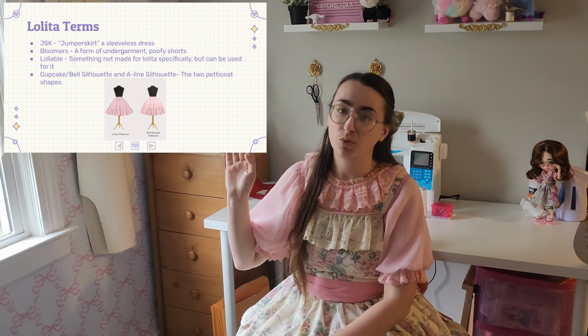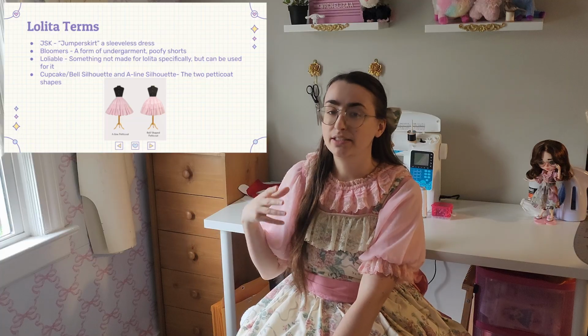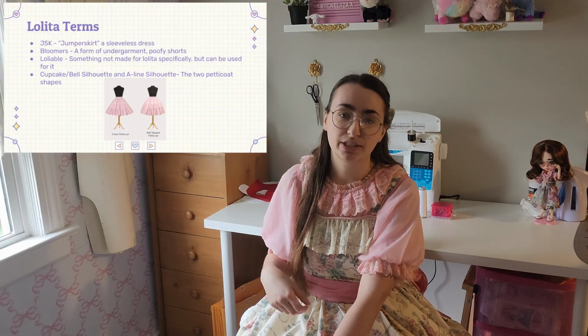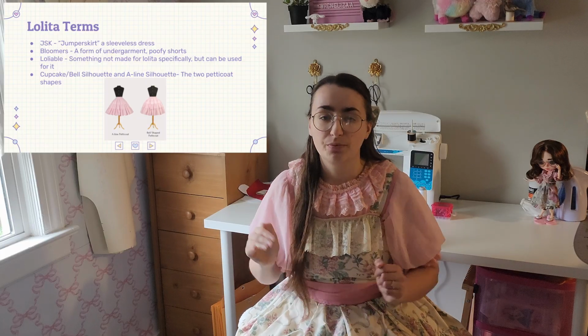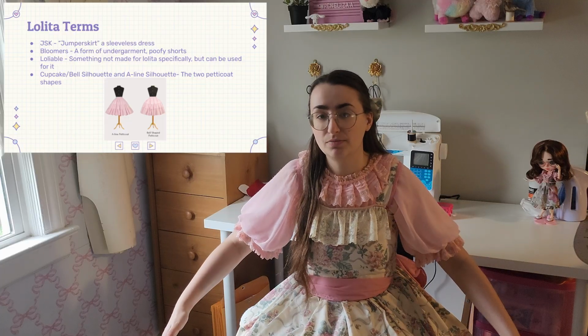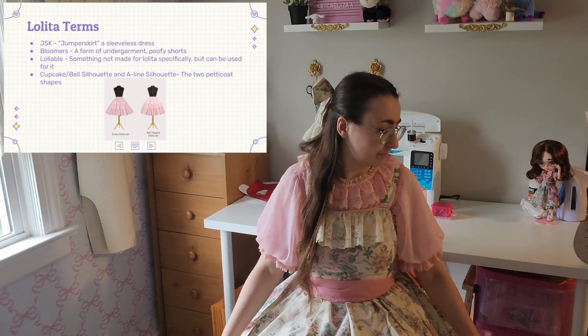And the cupcake or bell-shaped silhouette and an A-line silhouette. These are the two styles of petticoats that are used in Lolita. Cupcake and bell shape refer to the same style where it goes out a little bit at the hips before going down, while A-line goes directly diagonal out from the waist.